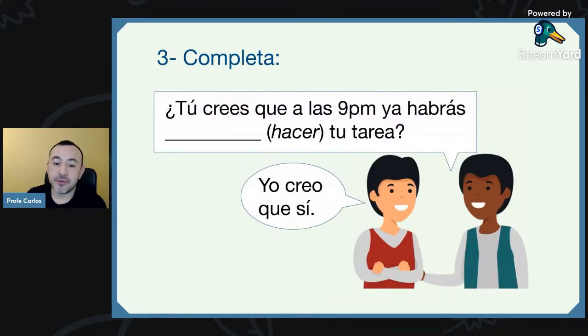Completa. Now, time to conjugate a little bit. ¿Tú crees que a las 9 de la noche ya habrás tu tarea? Yo creo que sí. So what do we need here? We're looking for the past participle, right? What do you guys think? Type down your answer. Let's practice a little bit and let's see what we have.